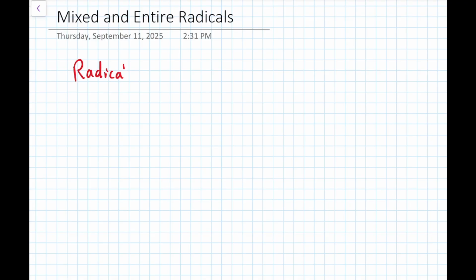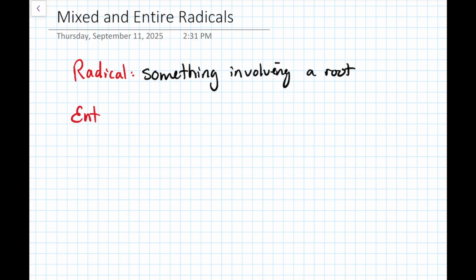You've probably never heard of a radical before, but you actually have, because really all a radical is, is something that involves a root. So it's not really anything super new or different. Like the square root of 5 is a radical. But we can do a little bit more with them when we think of them as radicals instead of just roots. So there's a couple of different kinds of radicals, which you can probably guess from the title.